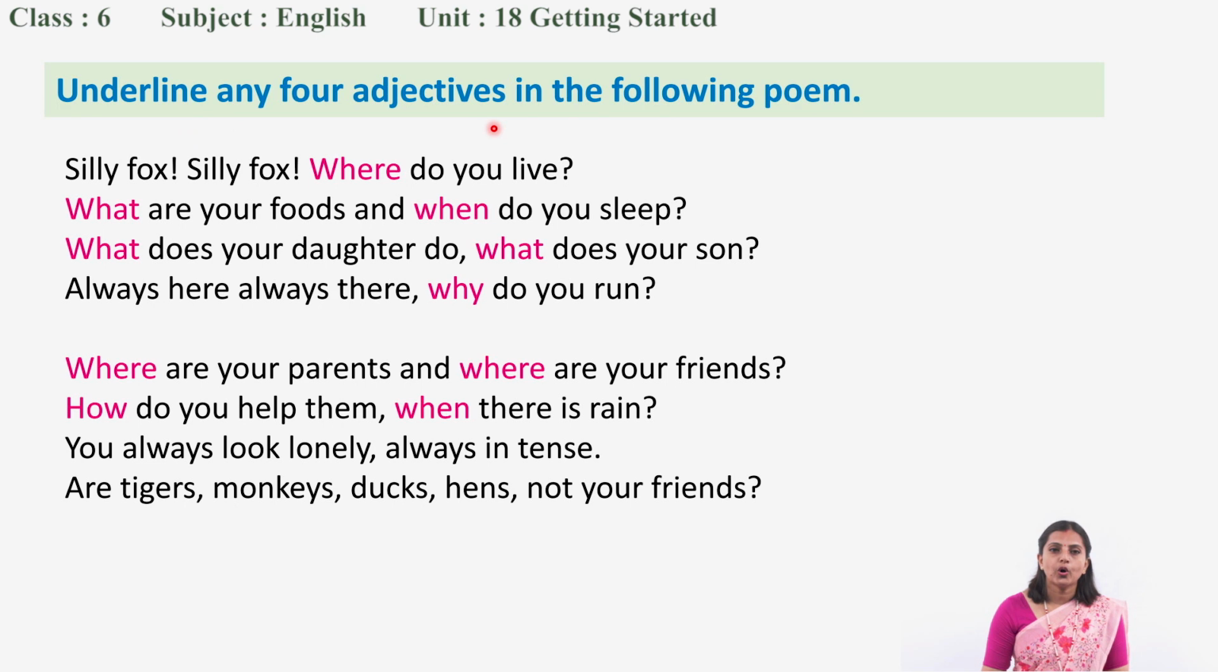Underline any 4 adjectives in the following poem. We have already discussed adjectives. What are adjectives? Yes, describing words, right? Describing words are called adjectives. So here in the poem also we have some adjectives. Can you spot any 4? Just 4. Can you underline just 4 adjectives here? Quickly do it.